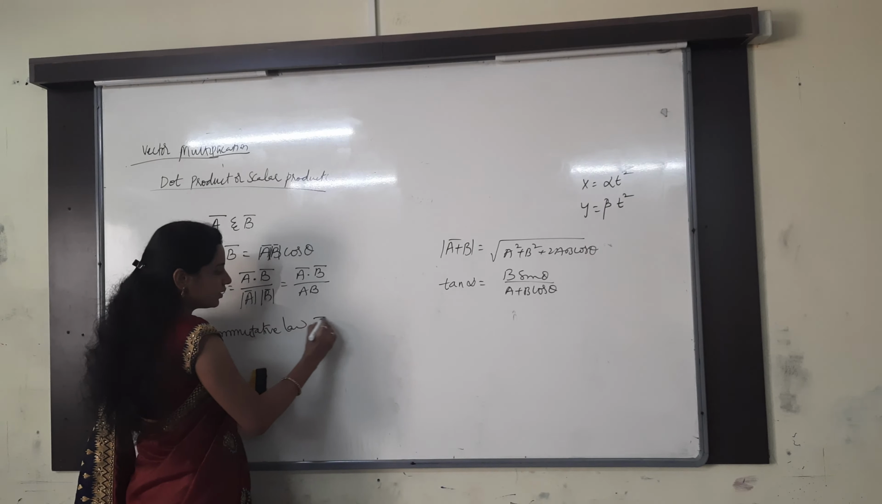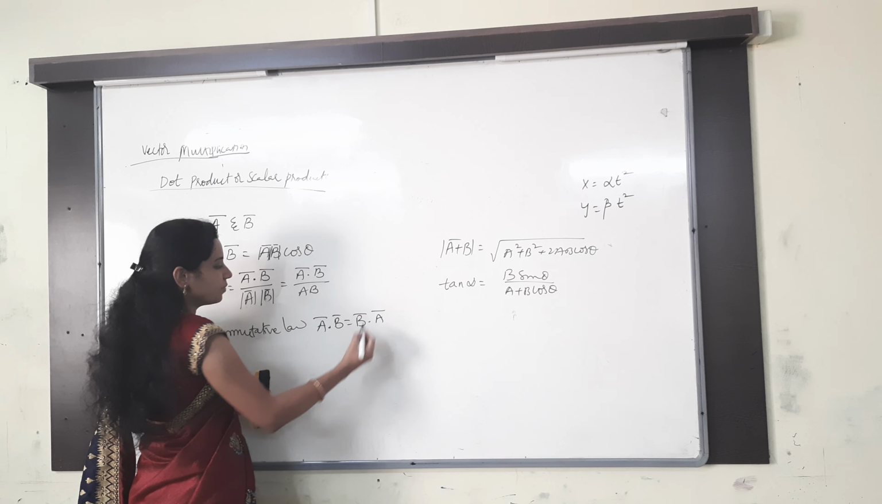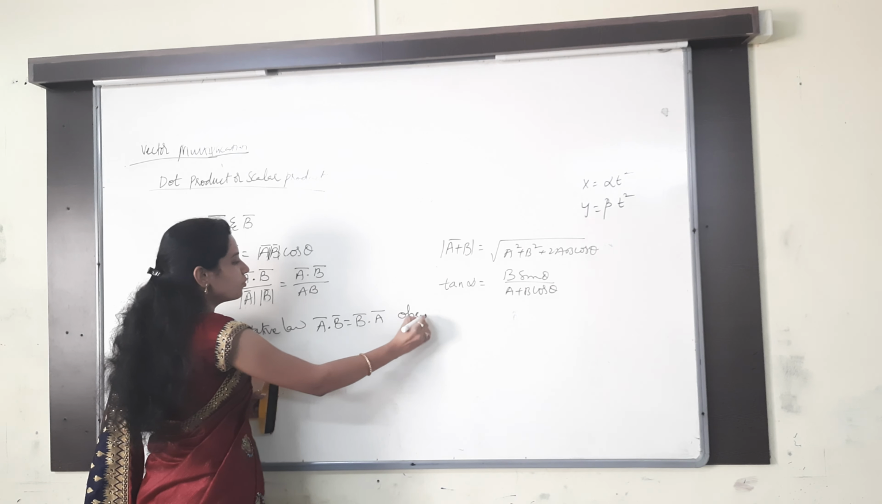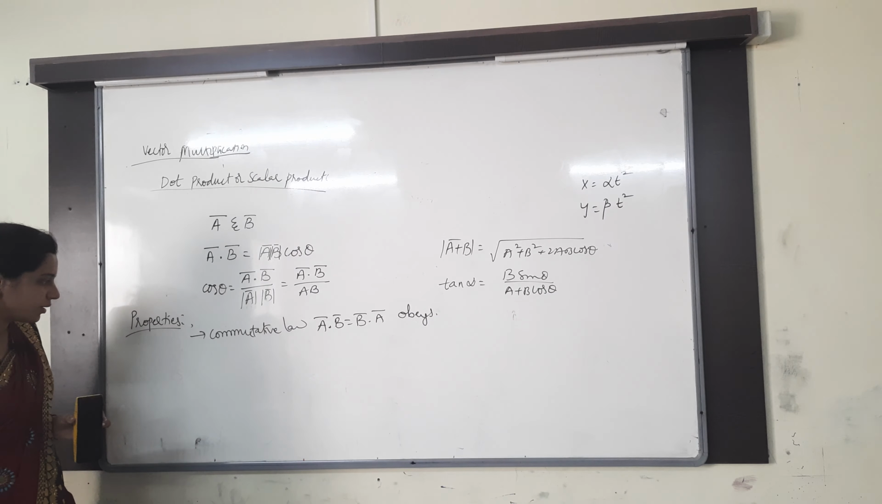One of the properties is the commutative law. What do you mean by commutative law? Any idea about that? a plus b is equal to b plus a. In the same manner, a bar dot b bar is equal to b bar dot a bar. So the dot product obeys the commutative law: a bar dot b bar equals b bar dot a bar.